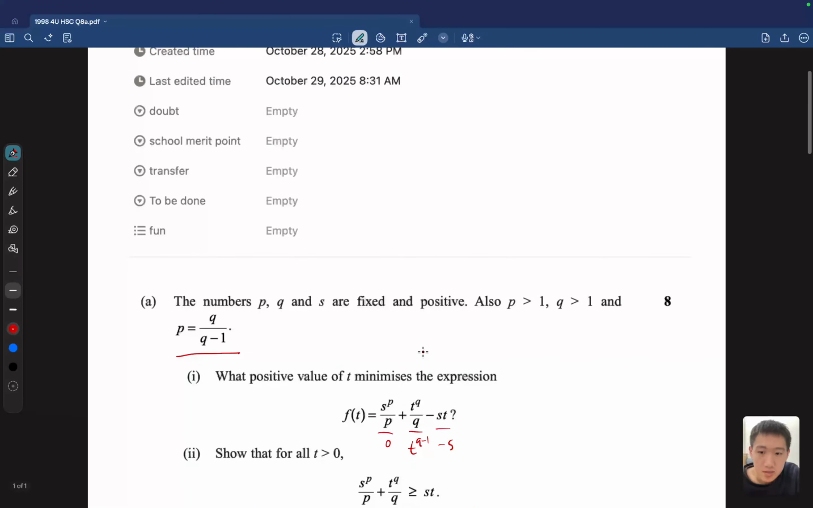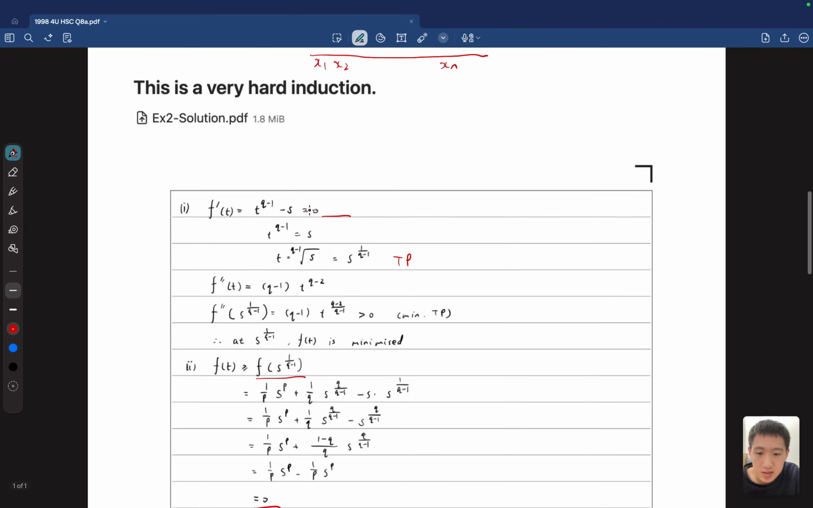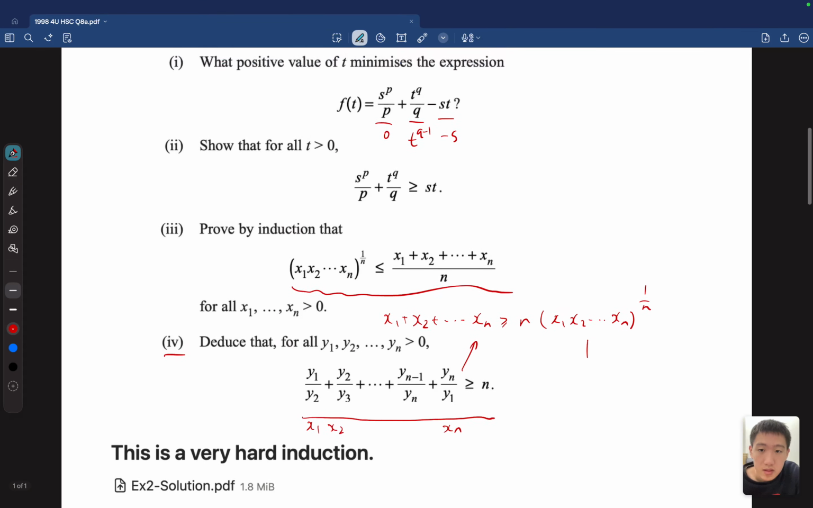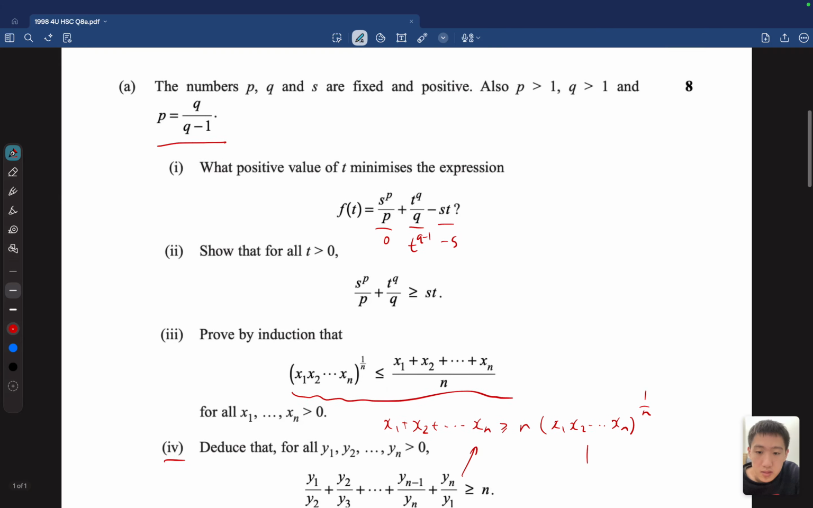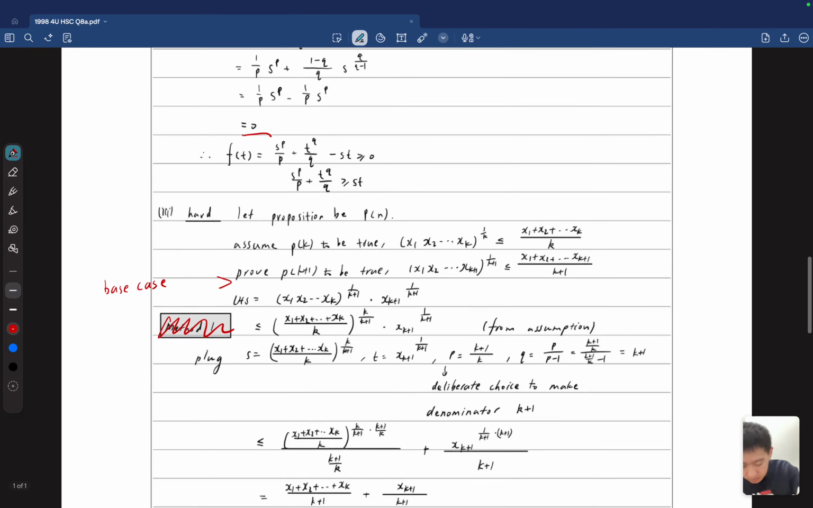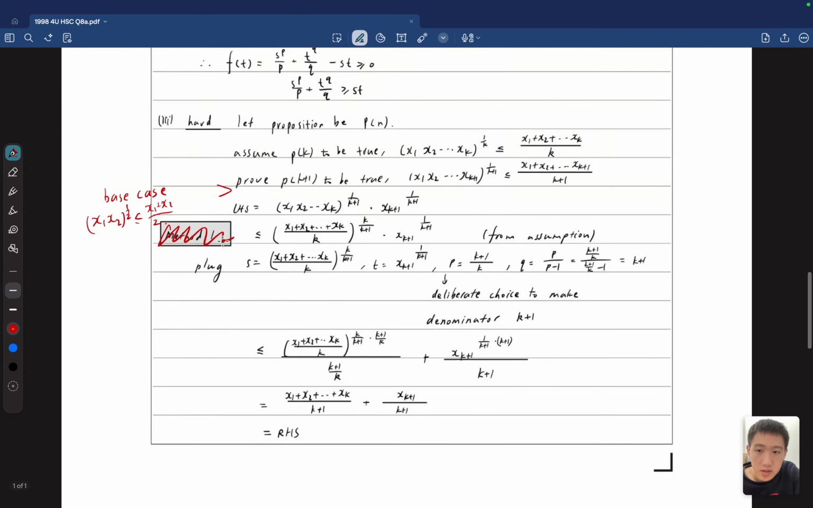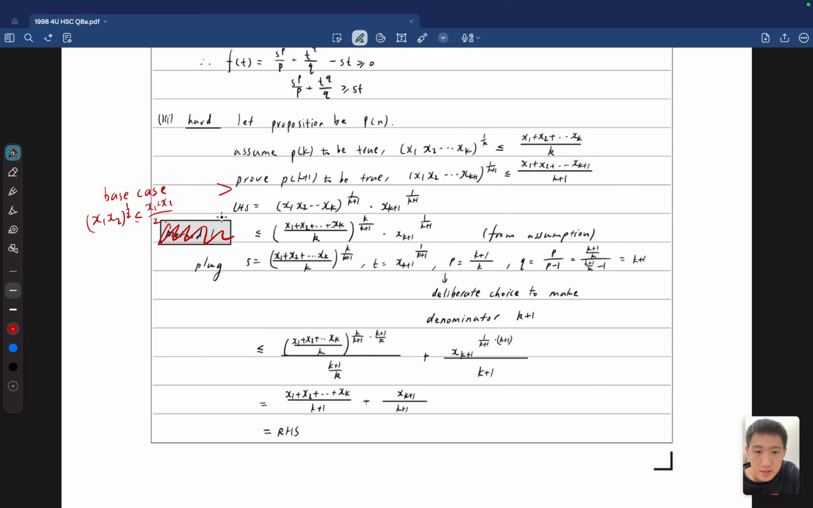So let's look at the real spice, which is proving the AM-GM inequality using induction. So let's go. Never mind about method 1 because there's no method 2. Let the proposition be Pn. These are just standard. I did not do the base case, but you guys know the base case. Base case is, let's see, what's n? I suppose it's 2, so you don't really need to prove it. We all know how to do this, but let's just start the inductive step, which is the really hard one.